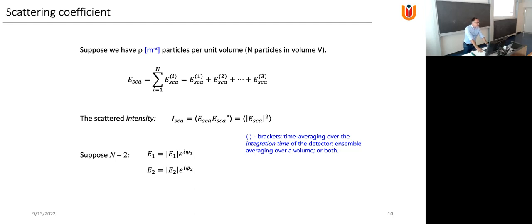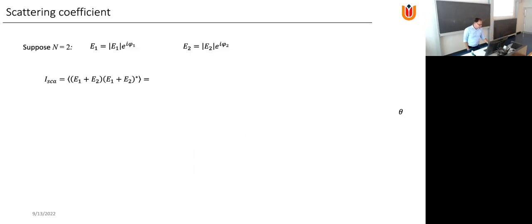So now let's suppose we have two particles, n equals 2, and they both give a scattered field, which we can write in the following form: a complex field with the magnitudes E1 and E2, and with a phase term that depends on the position of the particles. So in general notation, it would be like this. My question for you now is: can you derive an expression for the scattered intensity? So E1 plus E2 multiplied with its complex conjugate. What does that yield?